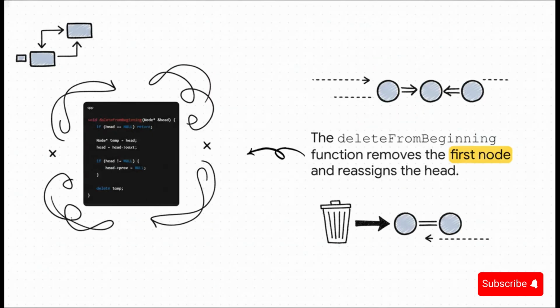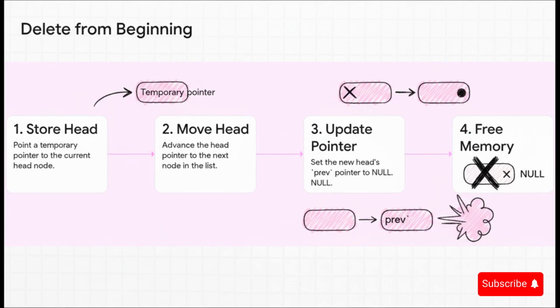Okay, so we can add nodes, we can move around, but what about getting rid of them? This piece of code here shows how to delete the node right at the beginning. And this is a really fast operation because we don't have to go searching for anything. We always know exactly where the head is. So how do we pull this off?